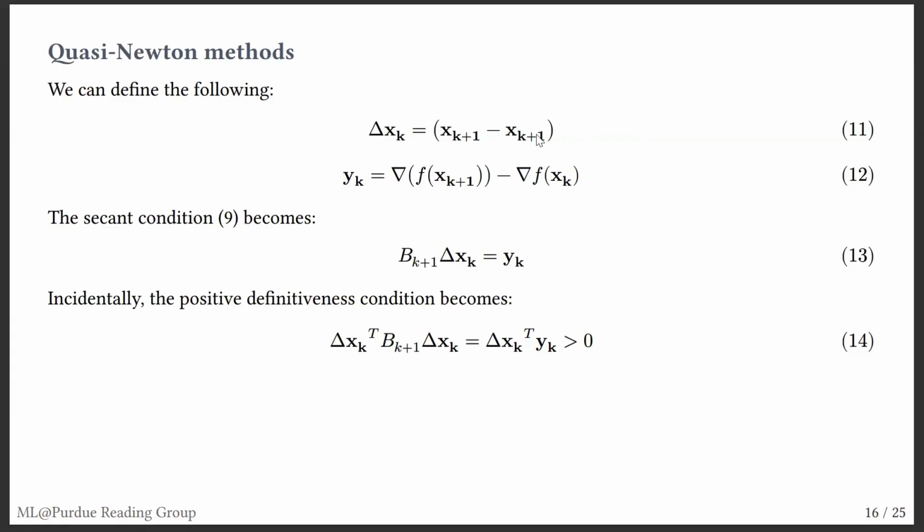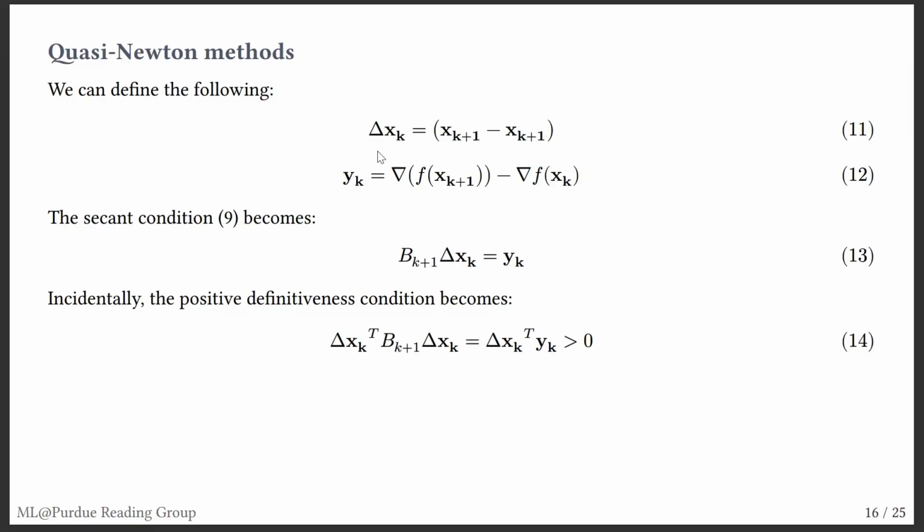Wait, this should be x of k. I made some changes. Okay, this should be x of k. Sorry about that. I will fix those mistakes before sending the PDF.